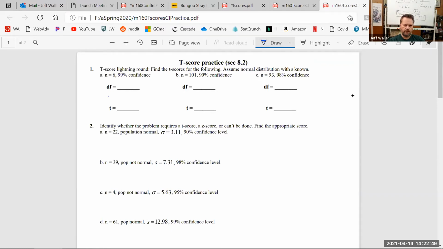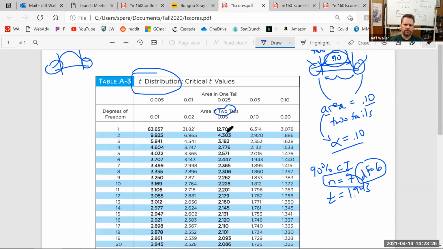So I should have asked you what alpha was. That would have been a good idea. Maybe I'll update this. Can somebody tell me what the degrees of freedom are? 6 minus 1. Good. Can somebody else tell me what alpha is? .01. Good, because that's 99%, which means 1% outside in the two tails. So that should be all you need to know to be able to find this in the t-score chart.